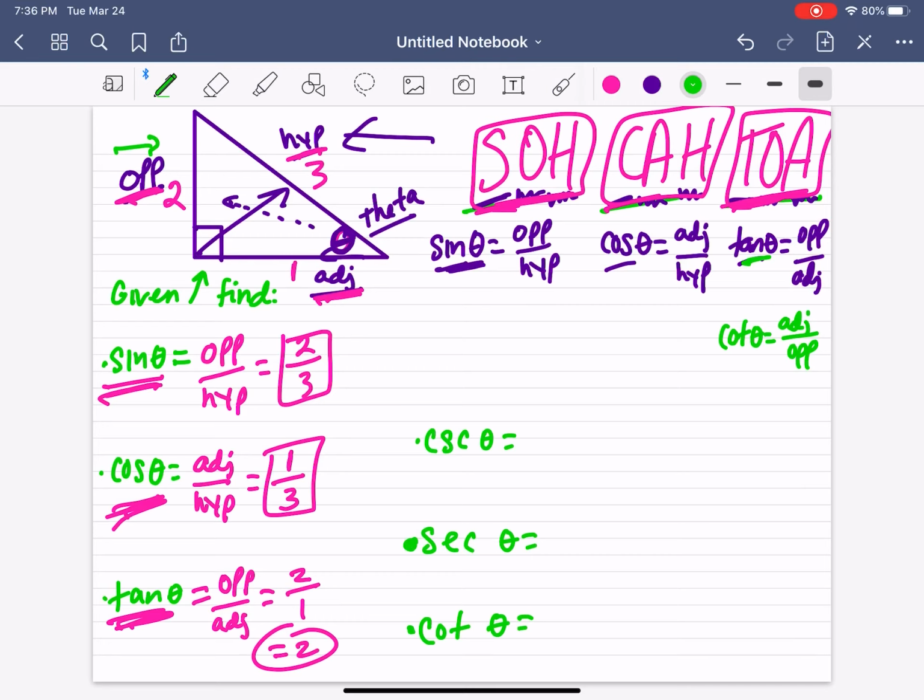Secant is the reciprocal of cosine, leaving that to be hypotenuse over adjacent. And the last one is cosecant. That is the reciprocal of sine. So cosecant of theta is hypotenuse over opposite. And again, I'm just flipping these, the reciprocal.